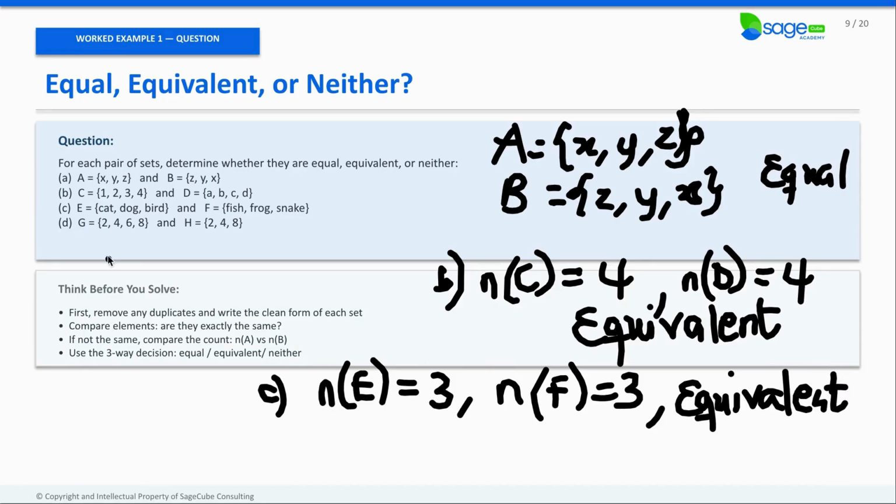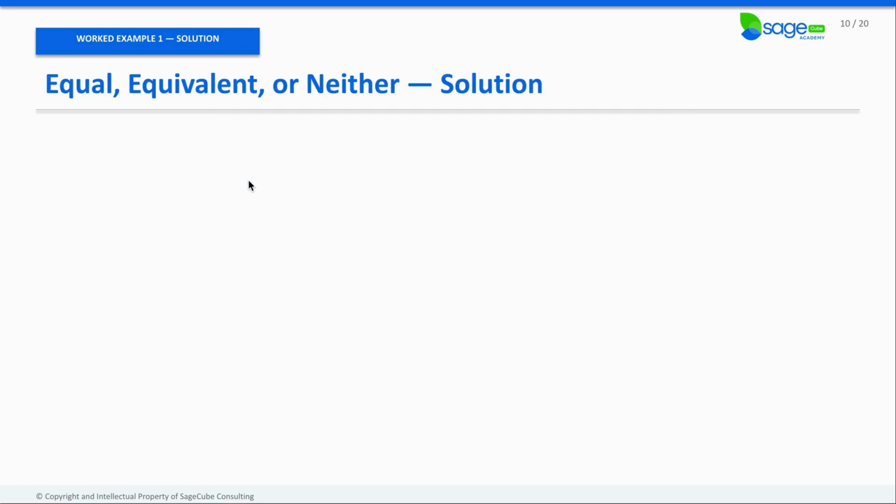Then for D, we have G equals 2, 4, 6, 8. H equals 2, 4, 8. So let's check. Same elements, 2, 4, 8, 2, 4, 8. Yes, but 6 is not here. So because 6 is not here, they are not the same. Then size: 1, 2, 3, 4, and 1, 2, 3. Cardinalities are different, so they are not equivalent either. So here we have what? Neither. So it's neither equal nor equivalent. Very easy, right? Let's go through the solutions quickly.